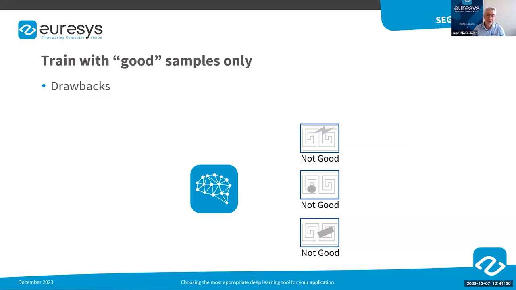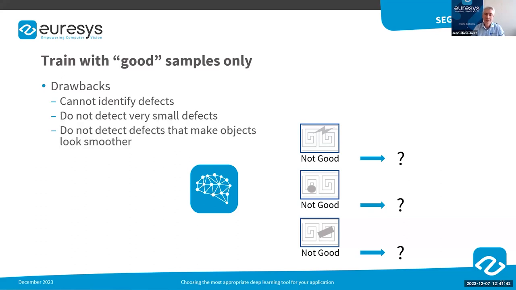The drawback to training the neural network with good samples only is that it cannot identify the type of defect because it's not aware of that. It has never learned it. The unsupervised segmenter might also not be able to detect very small defects or defects that make the object look smoother.